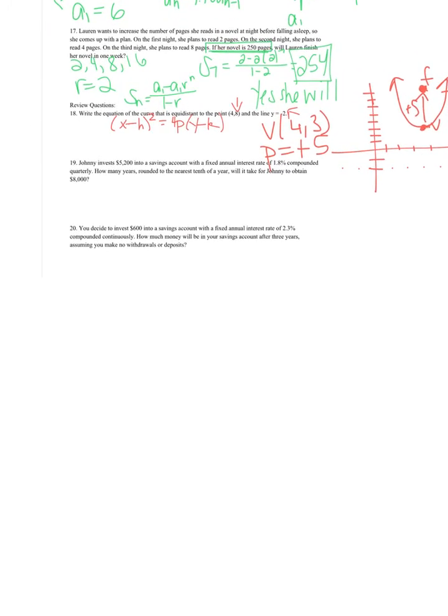So when I plug all of this in, I have (x minus 4) squared is equal to 20 times (y minus 3). And that's it. That's your equation. Number 19.